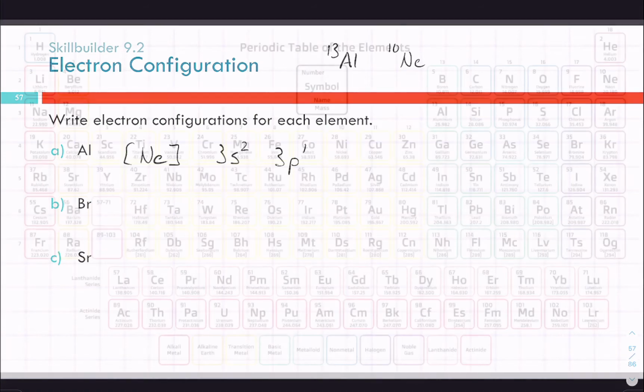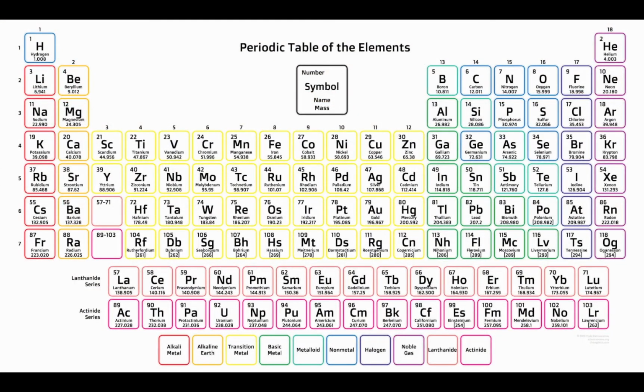Just to kind of show you on the periodic table, what you could use as a shortcut is you could say, okay, so aluminum's here. That's the first element in the p block. It's going to have 1 electron in the p block. And coming before it are 2 elements in the s block. So it'll have 2 electrons there.